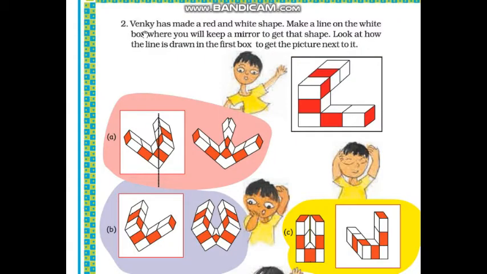Question number 2. Venki has made a red and white shape. Make a line on the white box as shown here, where you keep a mirror to get that shape. Look at how the line is drawn in the first box to get the picture next to it.